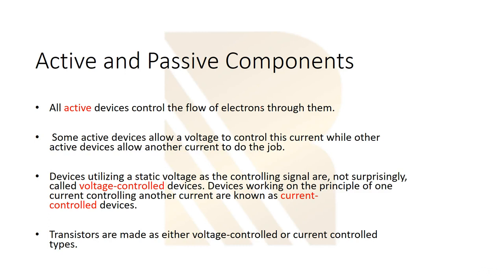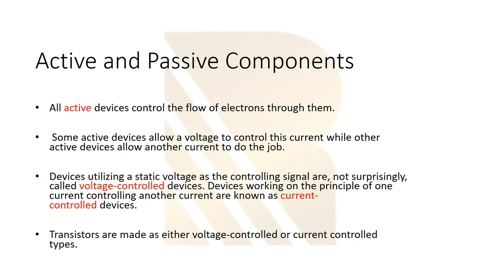So we say all active devices control the flow of electrons through them, and there are some types. Some active devices allow a voltage to control this current. So by changing the voltage, we can control the current passing through the device. But in some devices, we change a current and control the current passing through the device. For the first type, we call them voltage controlled because we are controlling the current using a voltage. For the second type, we call them current controlled because this time we are controlling the current passing through the device by using another current.